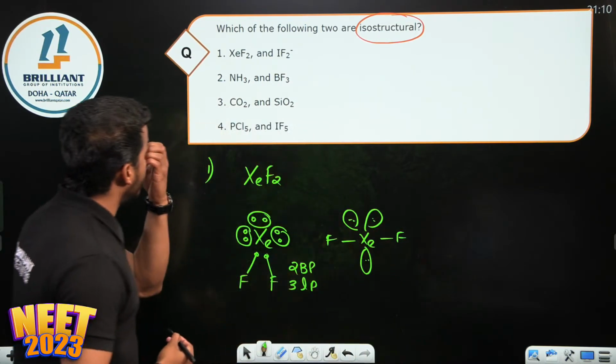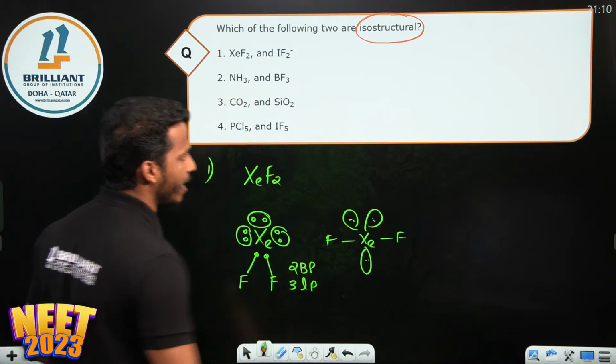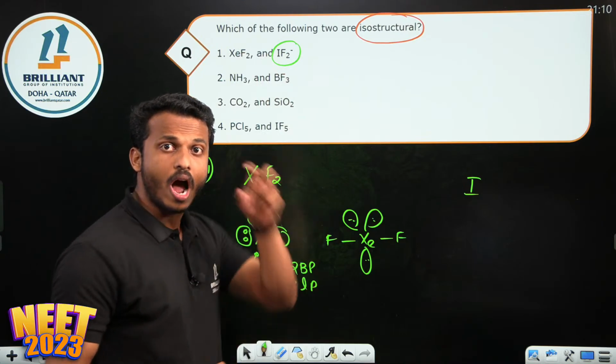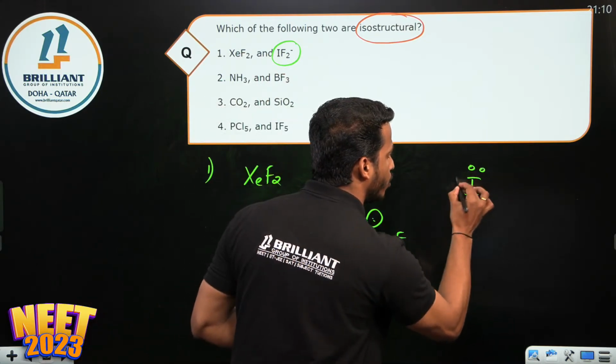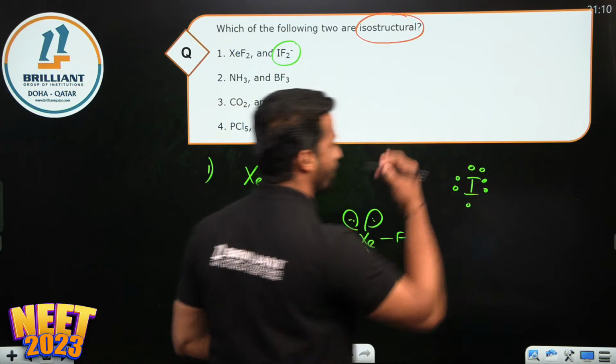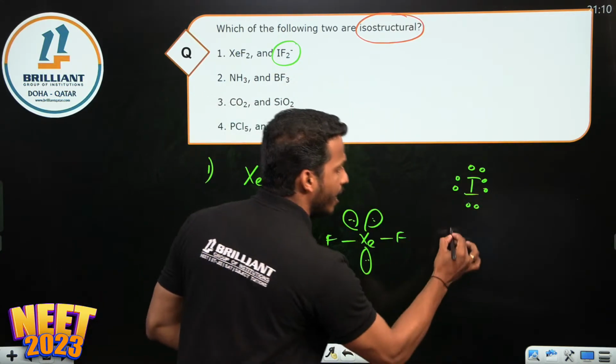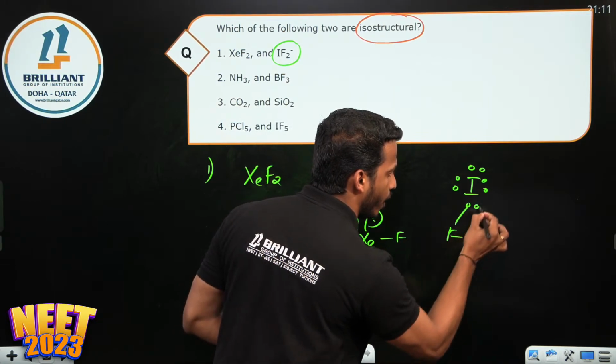Dear all, let me consider the other species, IF2 minus. You know, iodine, what is the valence electron? 1, 2, 3, 4, 5, 6, 7. What do you mean by minus? Add 1 more electron on the central atom. It is surrounded by 2 fluorine atoms. Each fluorine needs 1 electron.